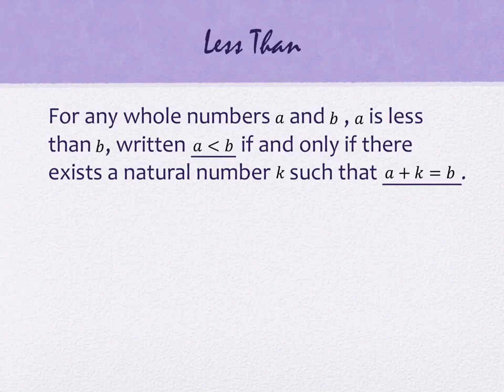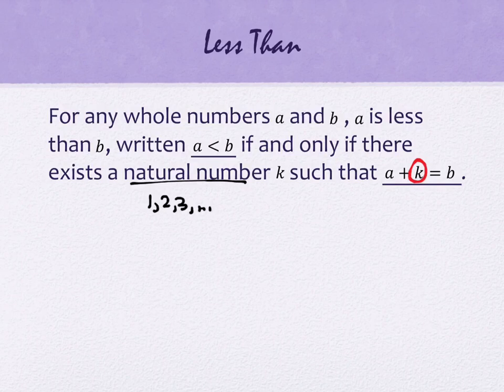So if we have whole numbers A and B, and A is less than B, that is written with that less than symbol, A < B. This is true if and only if there exists a natural number. Remember, natural numbers are like the counting numbers, 1, 2, 3, and so on. K, such that A plus K is equal to B. So what it's saying is that if I can add some number to A, and it is equal to B, then A was less than B to start with.